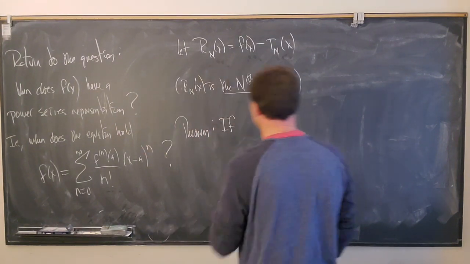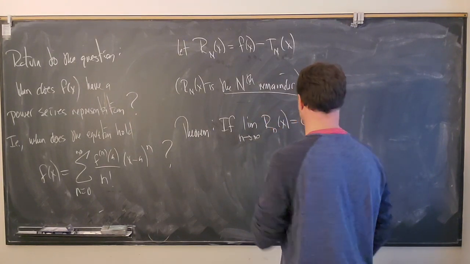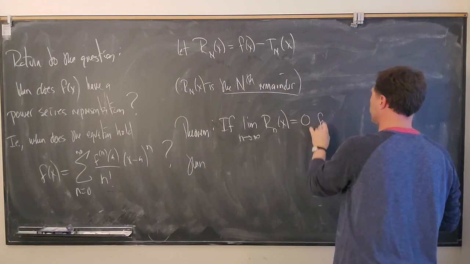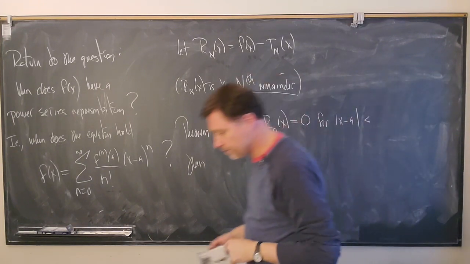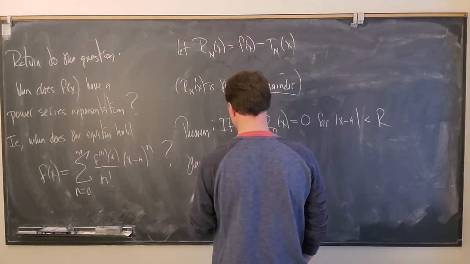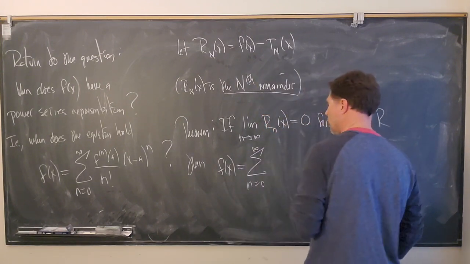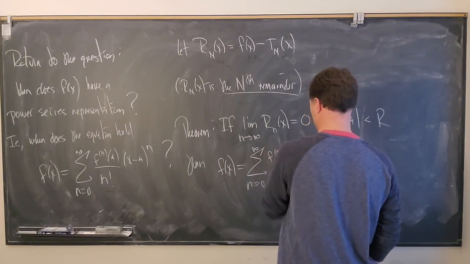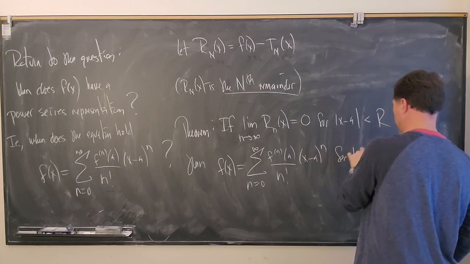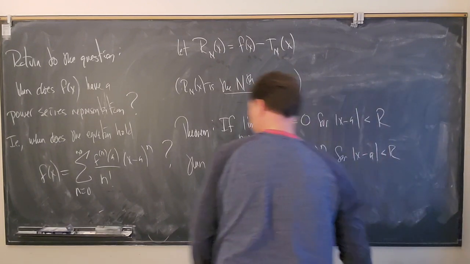If the limit as n goes to infinity of r sub n of x equals 0, for absolute value of x minus a less than, I guess just r, think of it as the radius of convergence, then f of x is equal to its Taylor series for all x within distance r of a, within the radius of convergence.